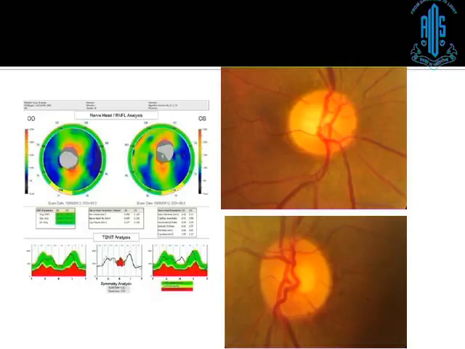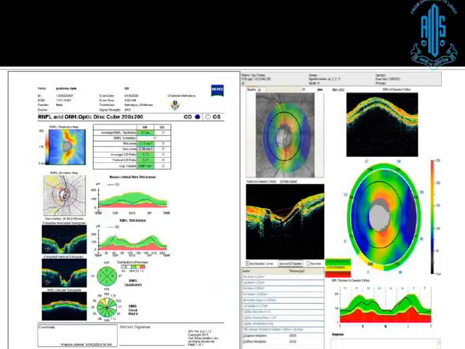This is my own disc, and I have done my OCT by all imaging technology. Look at this. This is just a blink effect. Look at this. The patient has just moved the eye, so because of this you are seeing the deviation in the vessel, and that's why you are seeing a big hump over here.